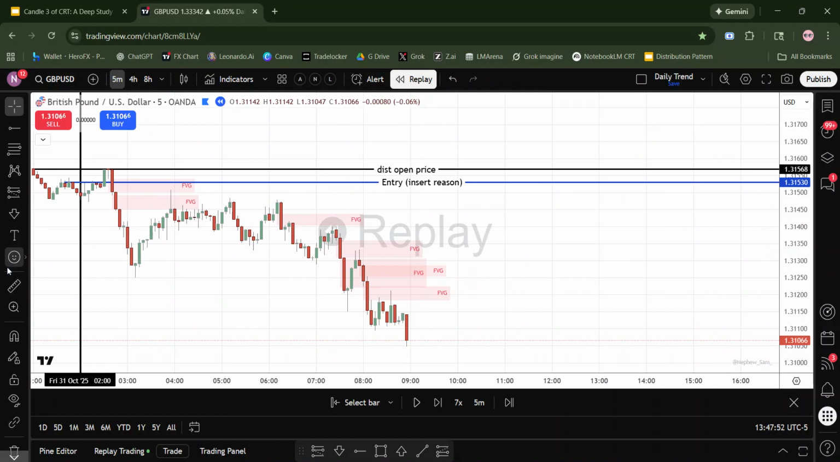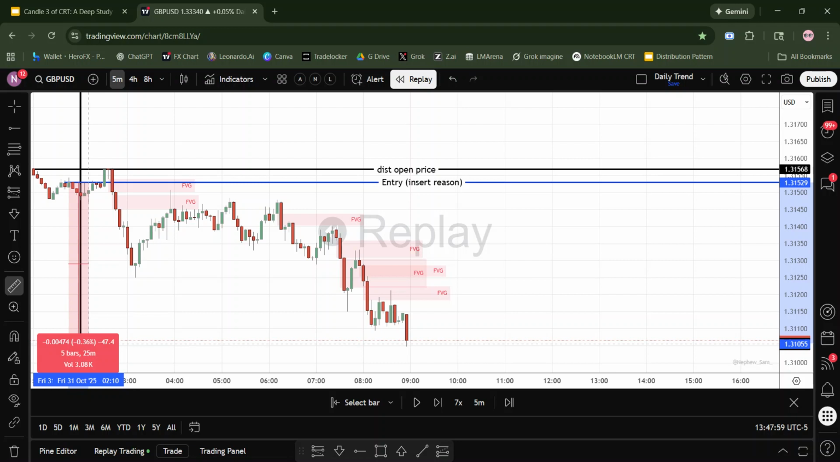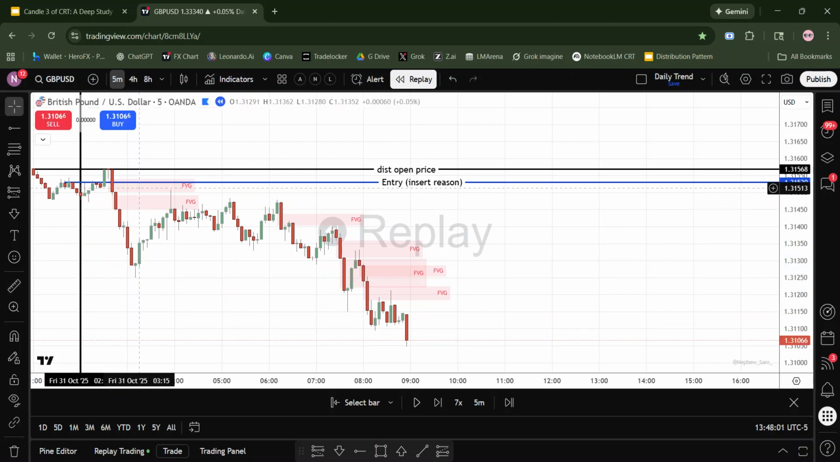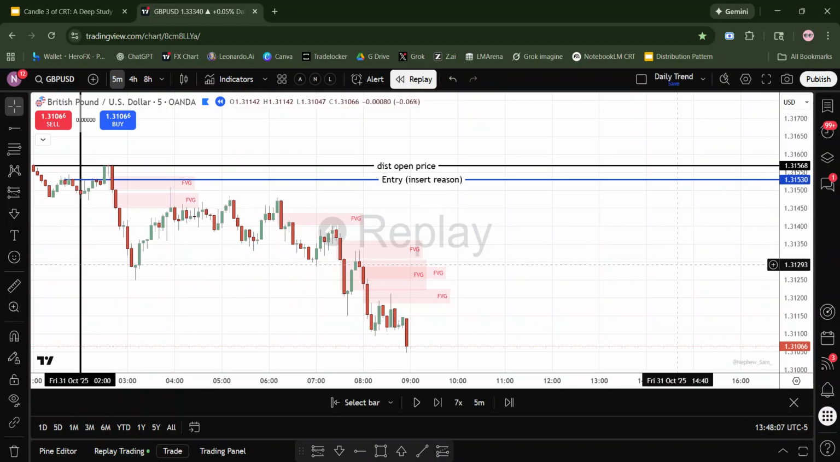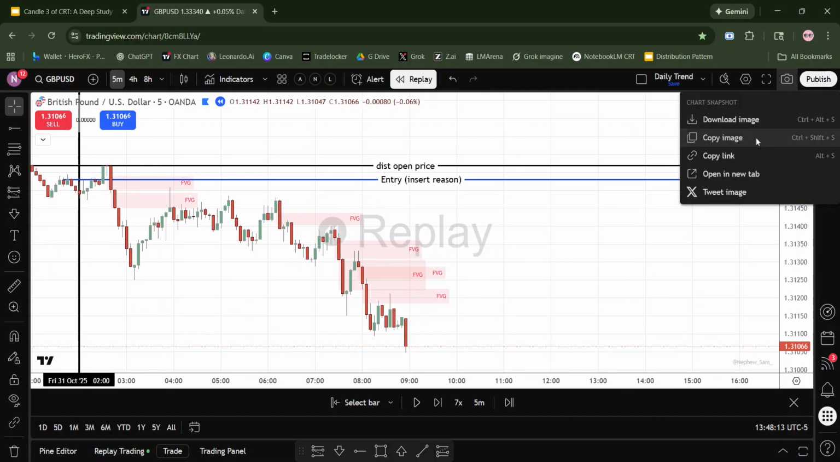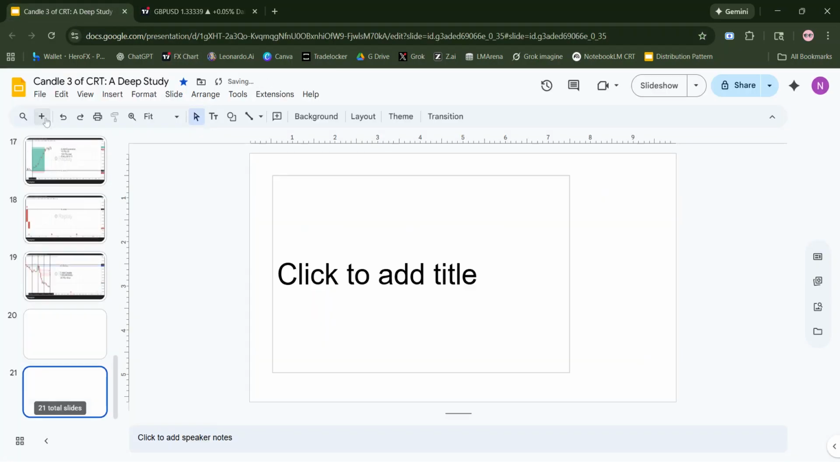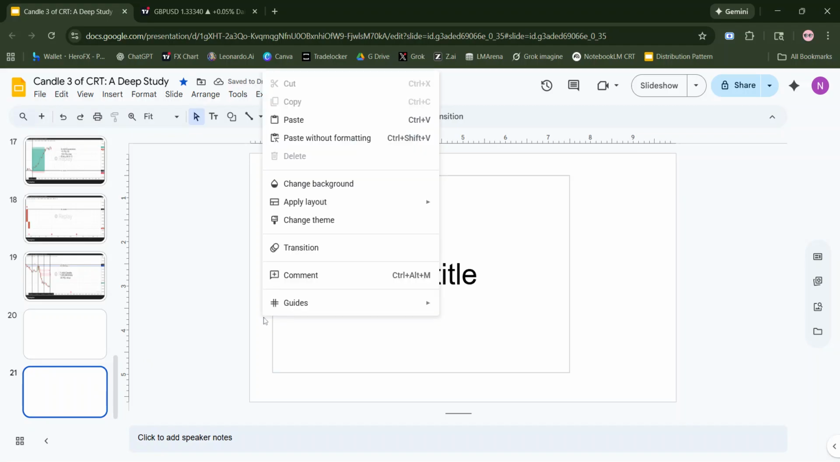So from this entry down for 8 hours, it dropped about 46 pips. So that would have been that. Obviously, you could scale into the trade, but that's up to you. For now, again, this is just about behavior. This is how it looks for 8 hours. So we take a picture, go down, and paste it there.